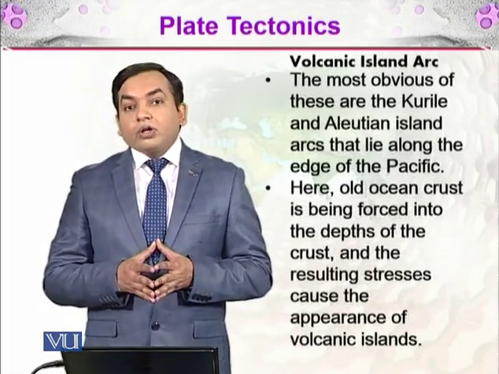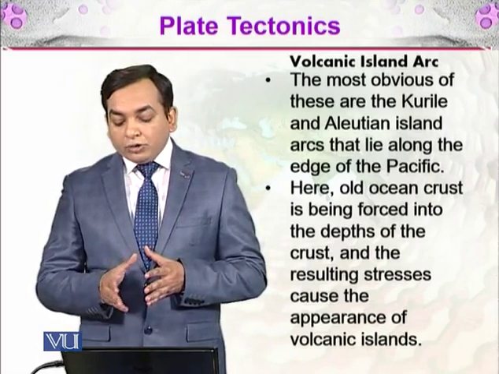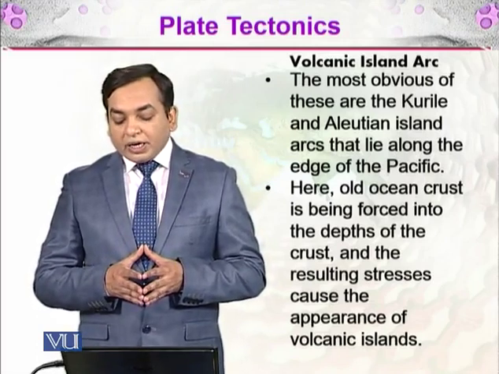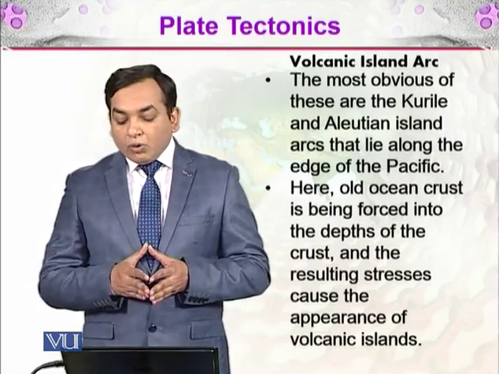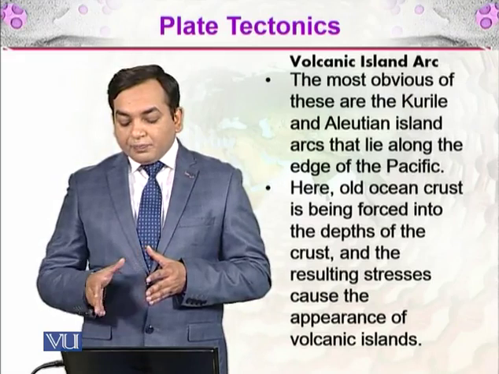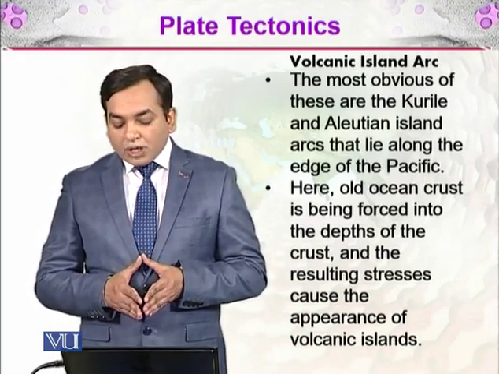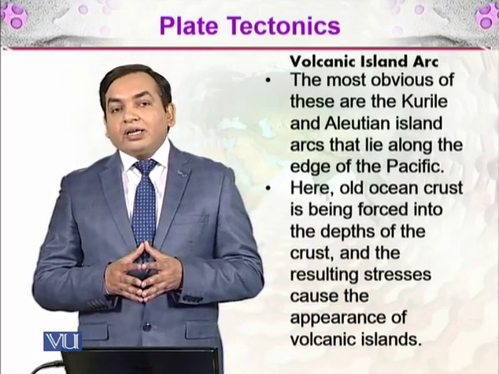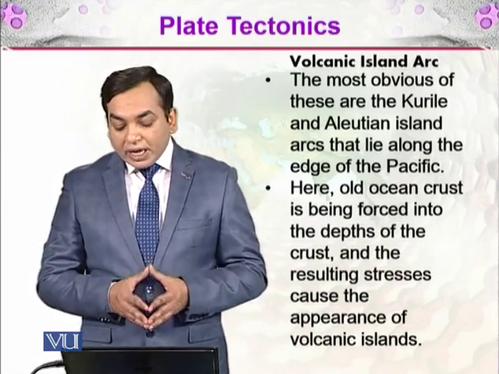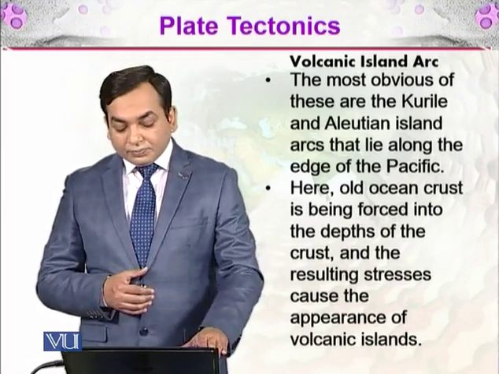And then there are the volcanic island arcs. The most obvious of these are the Kurile and Aleutian island arcs that lie along the edge of the Pacific. We will be seeing that. Here the old ocean crust is being forced into the depth of the crust, and the resulting stresses cause the appearance of volcanic islands. So these volcanic islands are a result of the stress that is present on the surface of the crust.